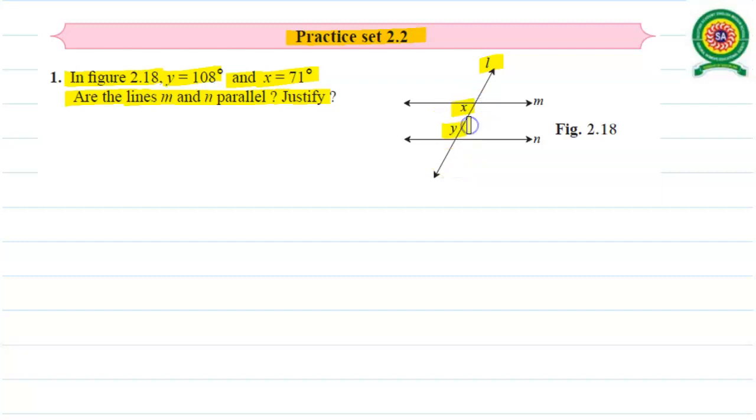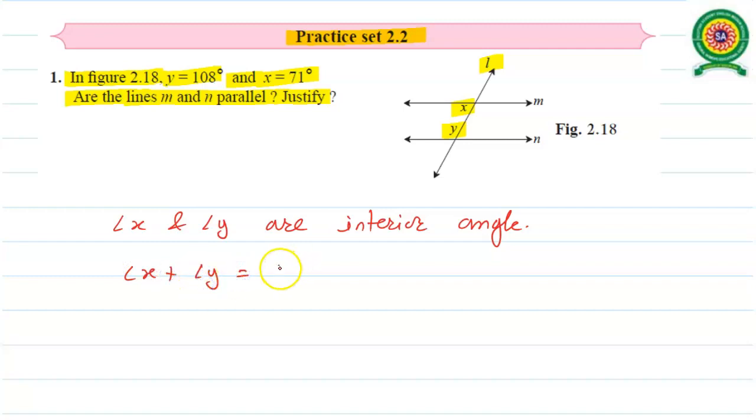We are given the values of x and y as 71 degrees and 108 degrees respectively. Now angle x and angle y are interior angles. Once we add them up, angle x plus angle y, we get 71 degrees plus 108 degrees. After adding, the sum becomes 180 degrees. So we have angle x plus angle y equals 180 degrees.